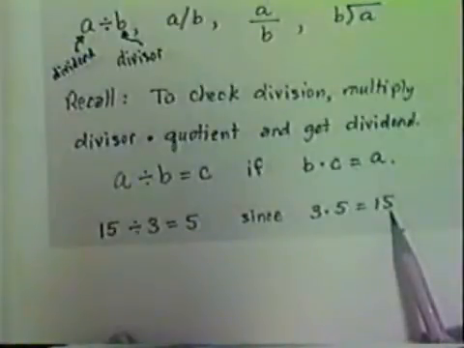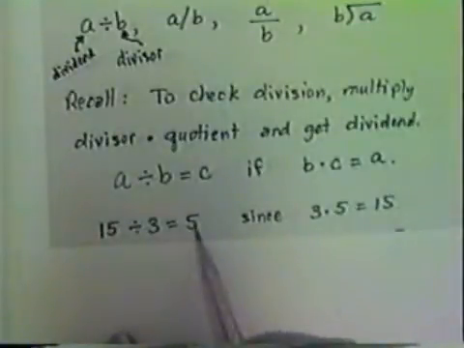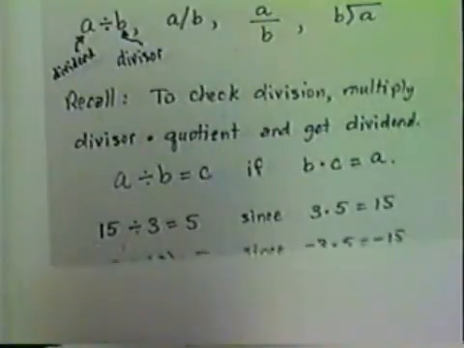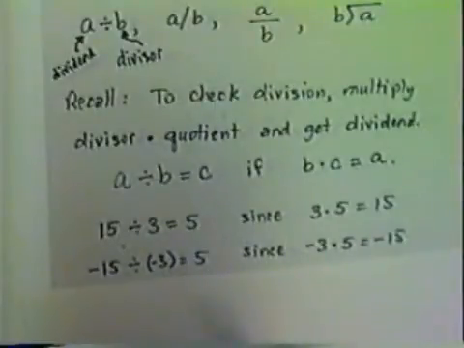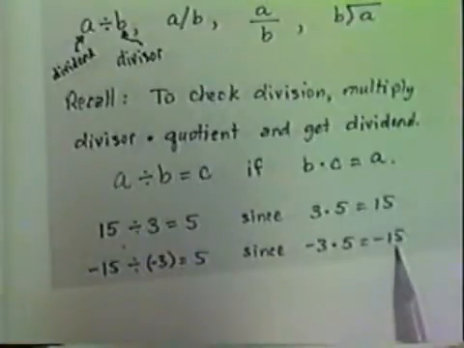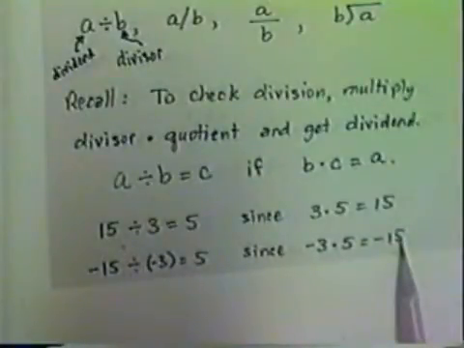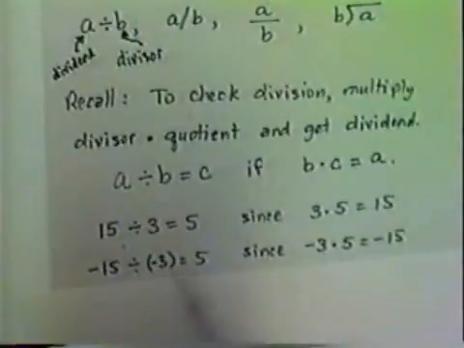You remember checking division this way, I feel sure. Divisor times quotient is supposed to equal the dividend. 3 times 5 is 15. Well, thinking about the sign combinations, negative 15 divided by negative 3 must equal 5, since negative 3 times 5 is negative 15. Negative times positive gives you a negative result. That means the divisor, negative 3, times the quotient, 5, should equal the dividend, negative 15.